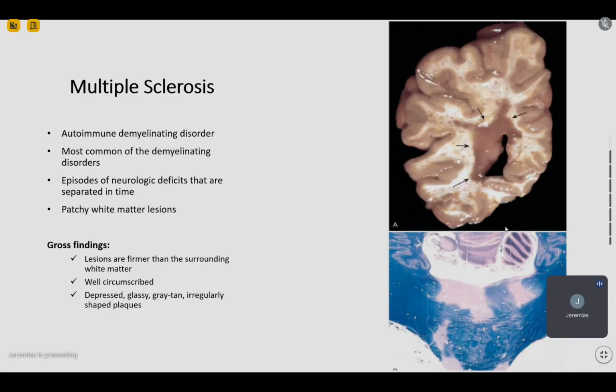So again, the autoimmune response is directed against the components of the myelin sheath. So characteristic of MS or multiple sclerosis are episodes of neurologic deficits that are separated in time and are attributable to patchy white matter lesions that are separated in space. Most common of the demyelinating disorders.